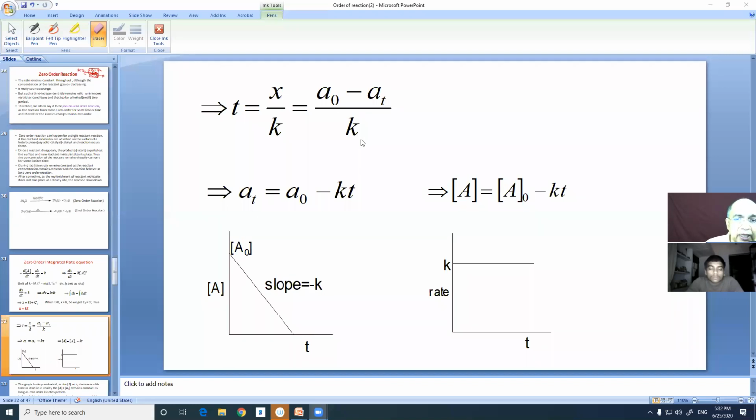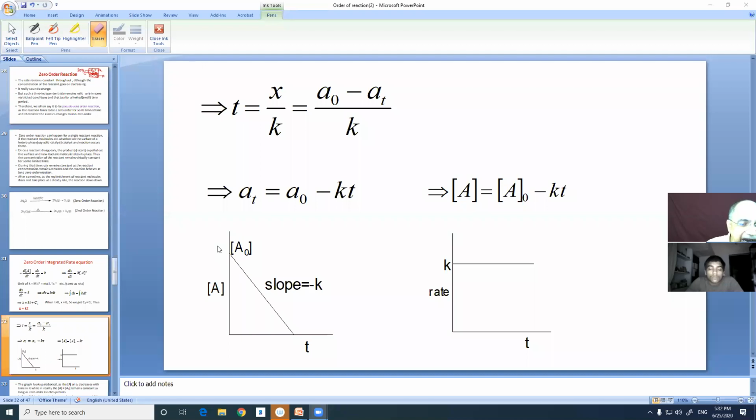And then make a little rearrangement. At, let us bring it to one side. So At is equal to A0 minus kt. Or in place of At, we can write a capital A concentration. In place of A0, we can write capital A0 concentration. That is, initial concentration minus kt. So if you draw the concentration of the reactant versus time, it will be linear.